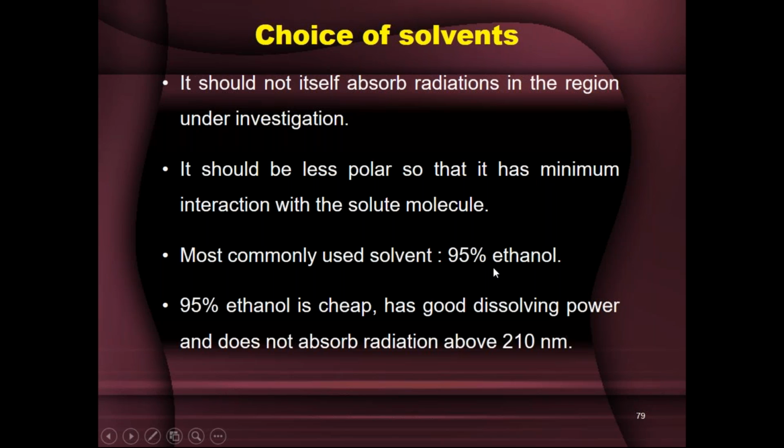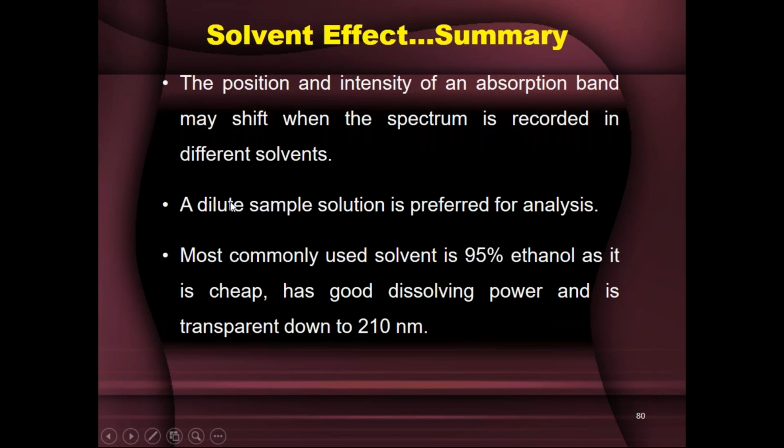So the most commonly used solvent is 95% ethanol, because as I told you, it dissolves most of the polar and the non-polar compounds. 95% ethanol is also cheap. It has, of course, a good dissolving power, and it does not absorb radiation above 210 nanometers. So all these are its plus points, because of which it is very commonly used as a solvent in UV visible spectroscopy. So the effects of solvents we will summarize now in the coming slides.